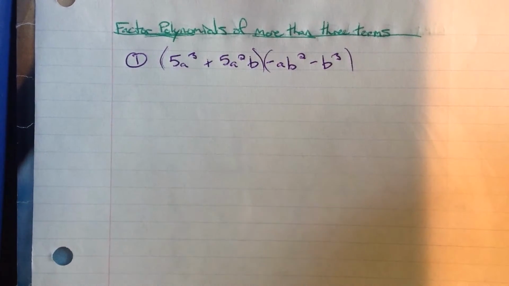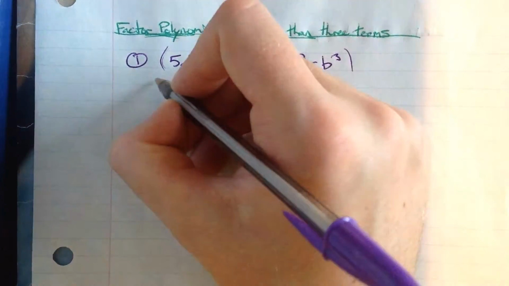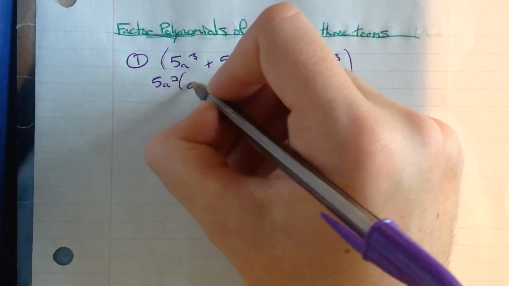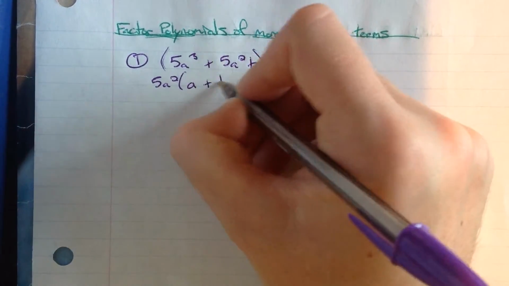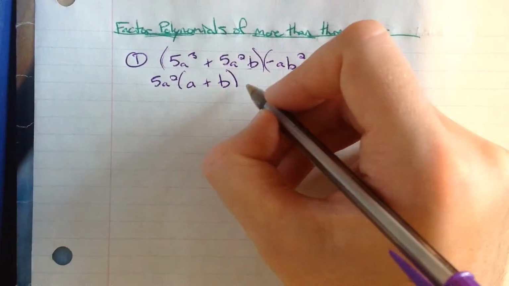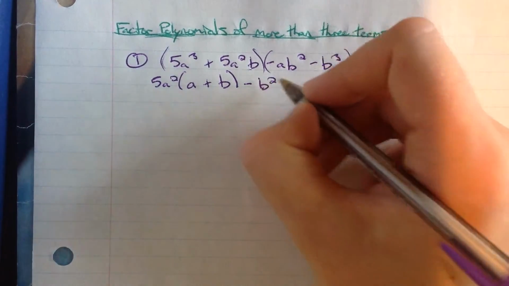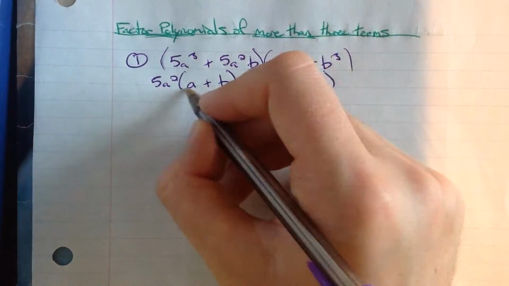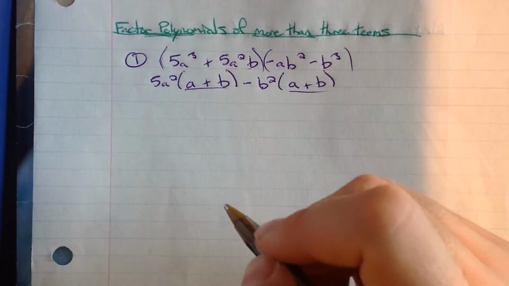I'm going to try grouping first. In the front term, I can pull out a 5a squared. This leaves me with a plus b. In the second term, I can pull out a negative b squared. This leaves me with a plus b. Since these match, this set of grouping has worked.